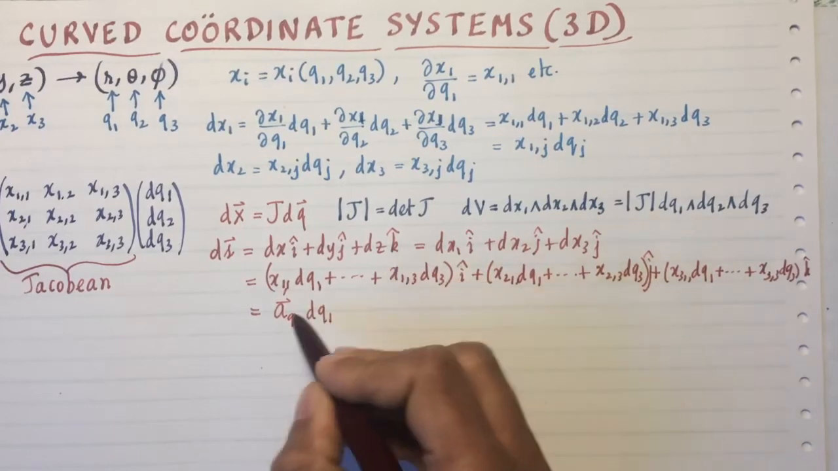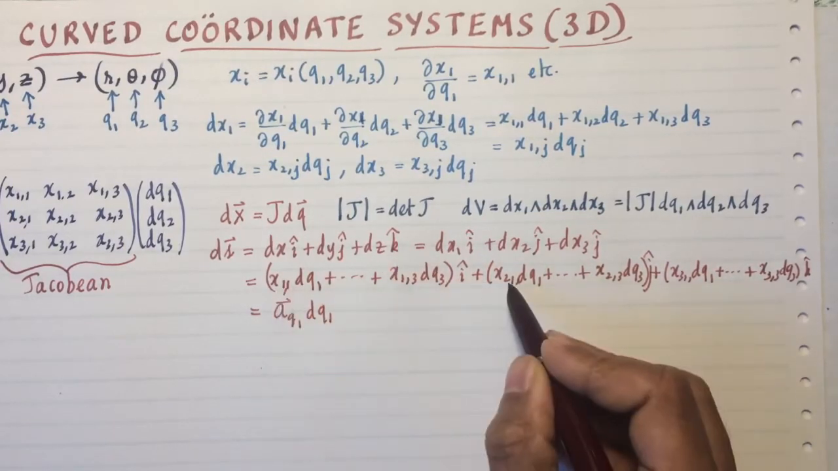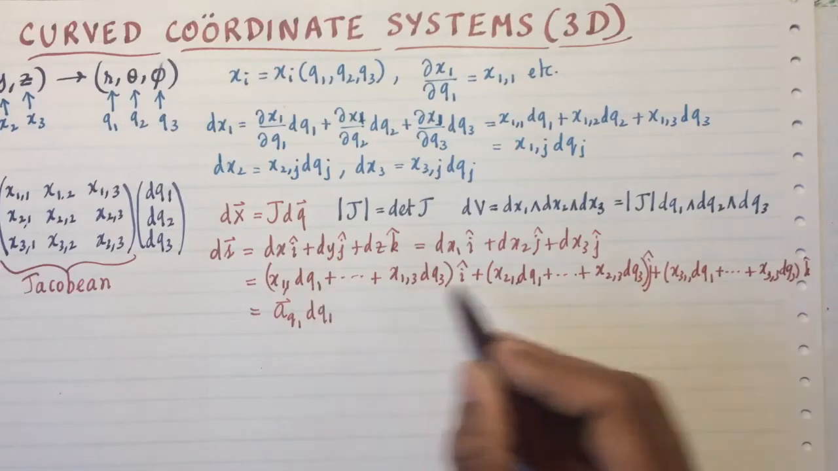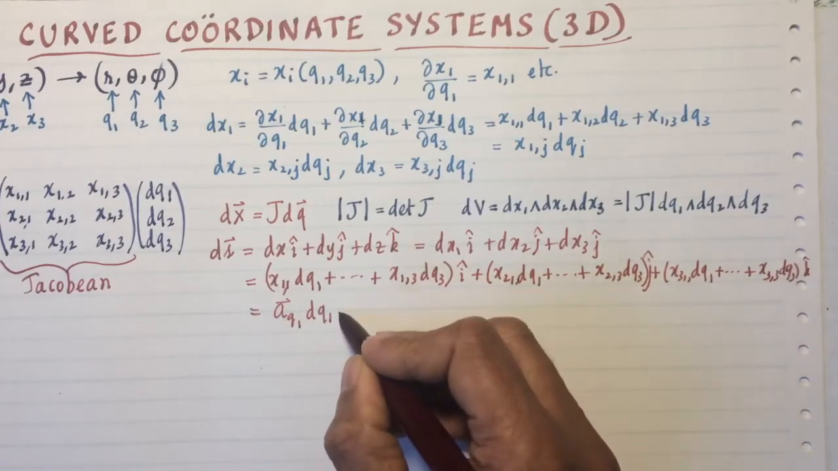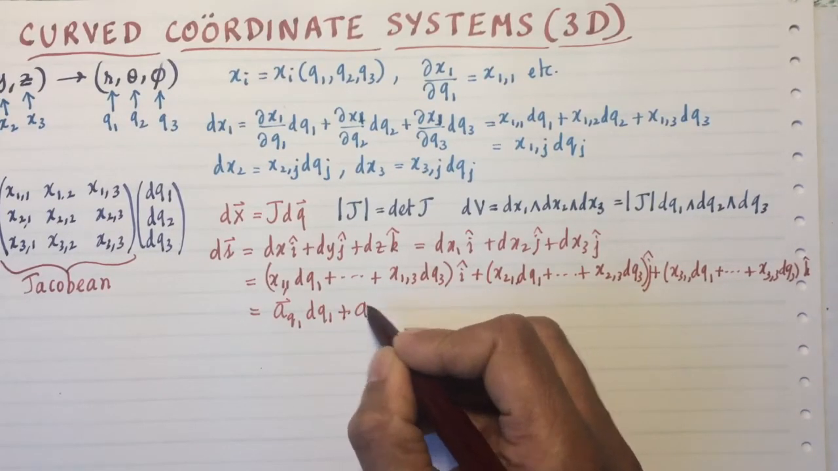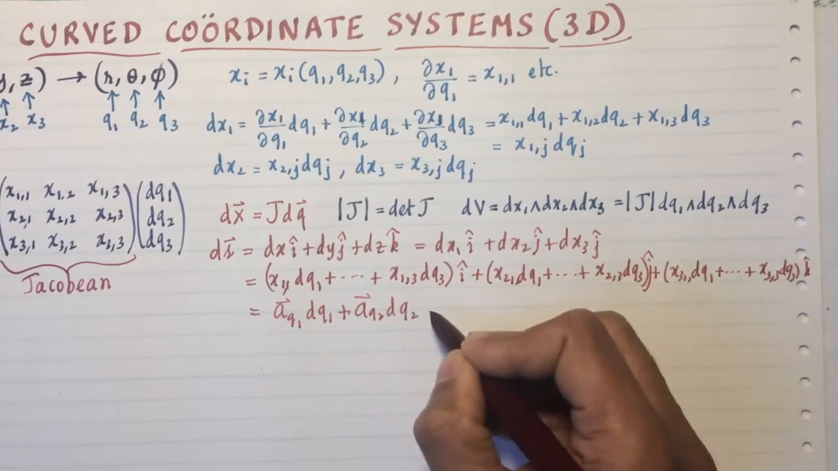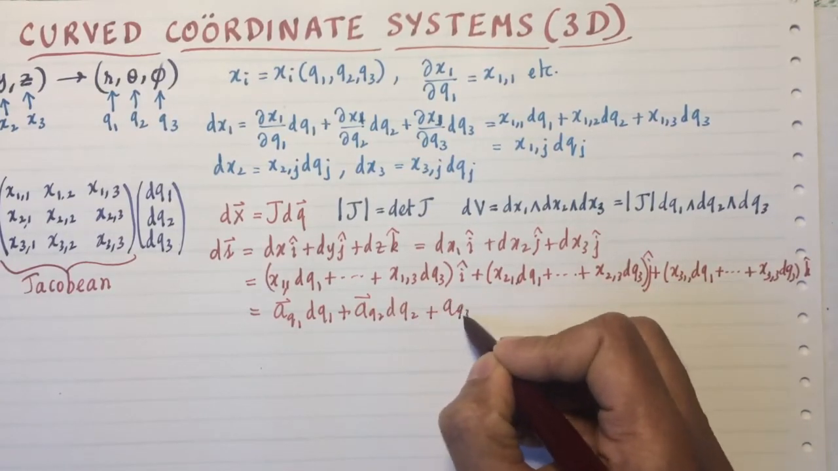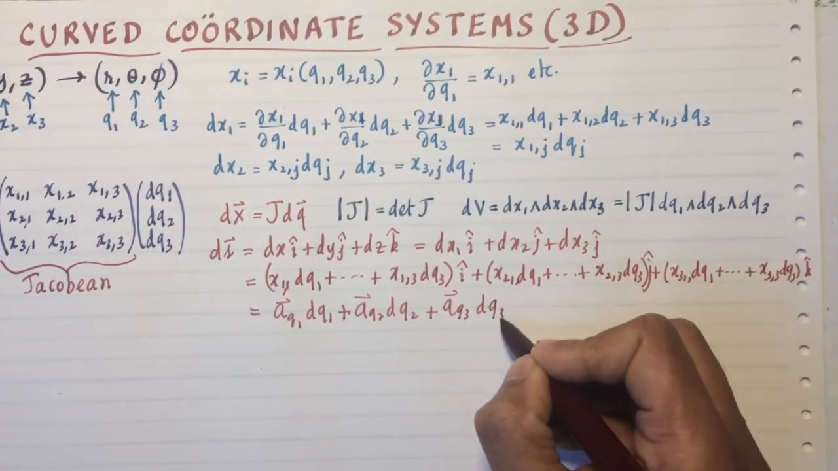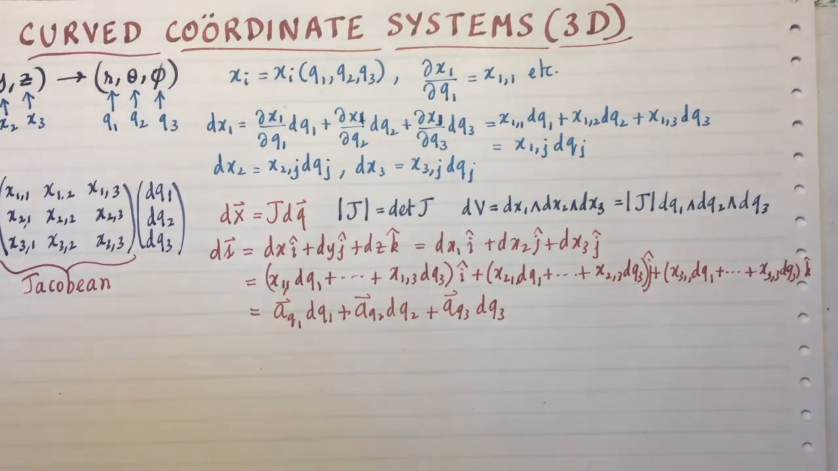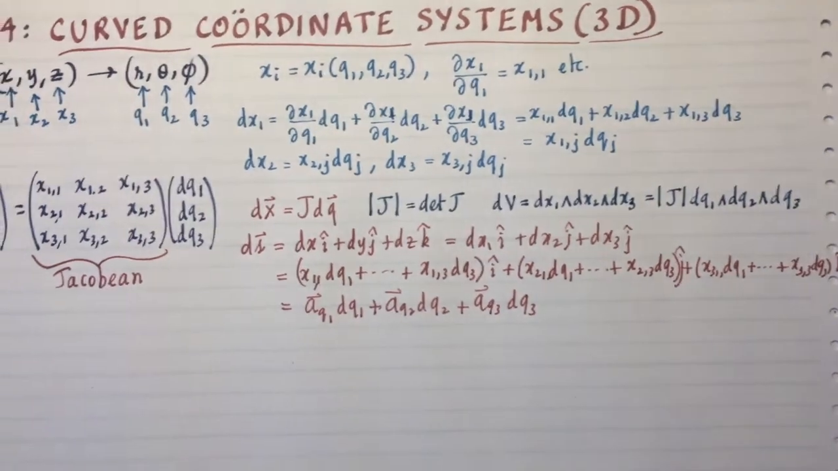So I'm going to assemble these into a single vector known as a_q1 times dq1. So a_q1 will have the first term of this, the first term of that, and the first term of that, because they have all dq1s with them. And a_q2 times dq2 plus a_q3 times dq3. These a_q's are important objects. They're called the coordinate vectors of this coordinate transformation.